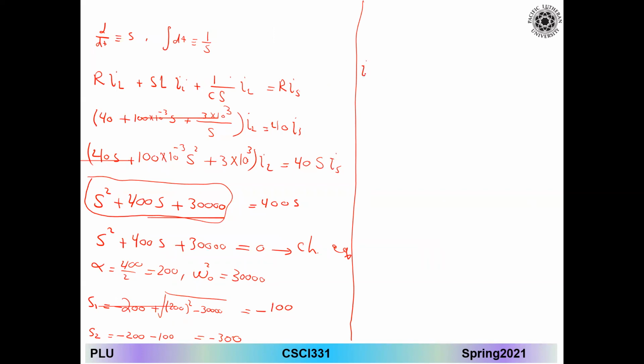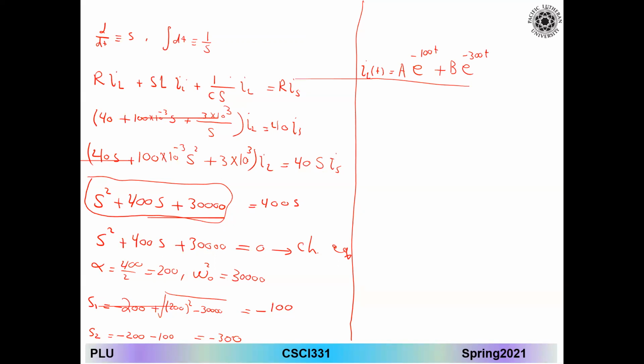So my xn in this case, my natural response, is A e to the S1 t, which is minus 100 t, plus B e to the second one, minus 300 t. So this is my natural response. The only thing missing now is to find A and B. But this question doesn't ask us to find A and B. We're going to keep it for the next question. Any question with that?